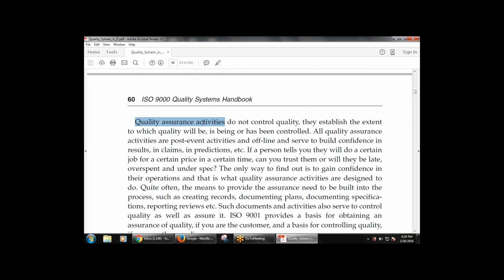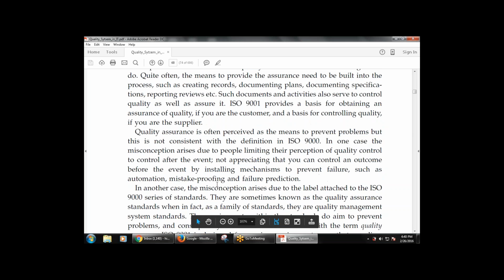Right. So quality assurance activities do not control the quality. They establish the extent to which the quality is being or has been controlled. And all the quality assurance activities are post-event activities and offline, and serve to build confidence in the result. Whether the activity is offline or online, it is only used to build confidence in the quality. That is quality assurance.